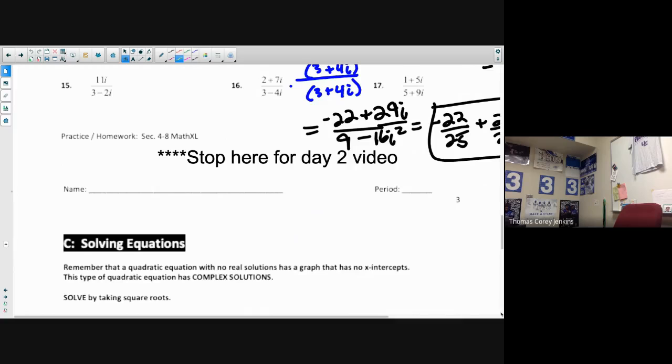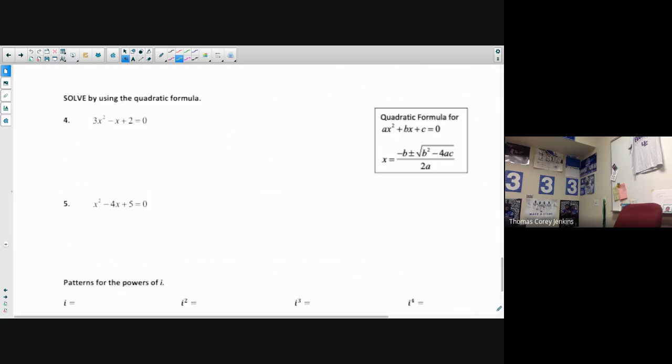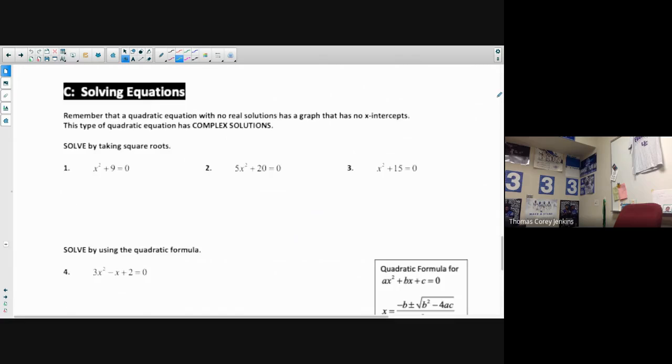Today we're going to focus on the last couple of types of examples where we solve equations, and then we talk a little bit more about these powers of i. Let's go ahead and look at these. 1, 2, and 3 are all simpler types of equations because there is no bx term.